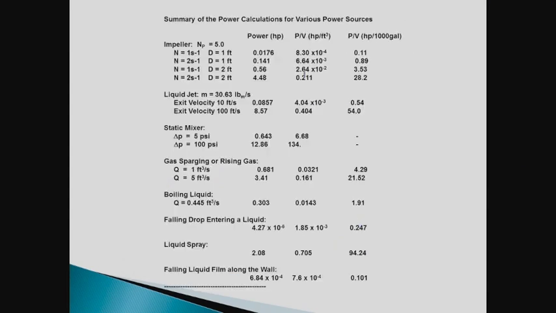So here I summarize some calculations I was doing. I have an impeller, and basically it's going at about 60 revolutions per minute. That's 1 revolution per second. It's 1 foot in diameter. Power number is 5. So I quickly calculate the horsepower. And then I used a volume. I assumed that the power was consumed in a certain volume. So then I calculated the power per volume going into the tank. And I can vary it: 1 RPM, 2 RPM, 1 foot, 2 feet impellers. And you can see that I can put in very little power, absolutely nothing. And I can put in a whole bunch of power.